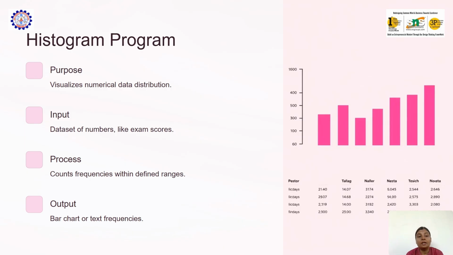Histogram program. The purpose is to visualize numerical data distribution. Input: we give a data set of numbers, like exam scores. The process counts frequencies within defined ranges and outputs a bar chart or text frequencies.